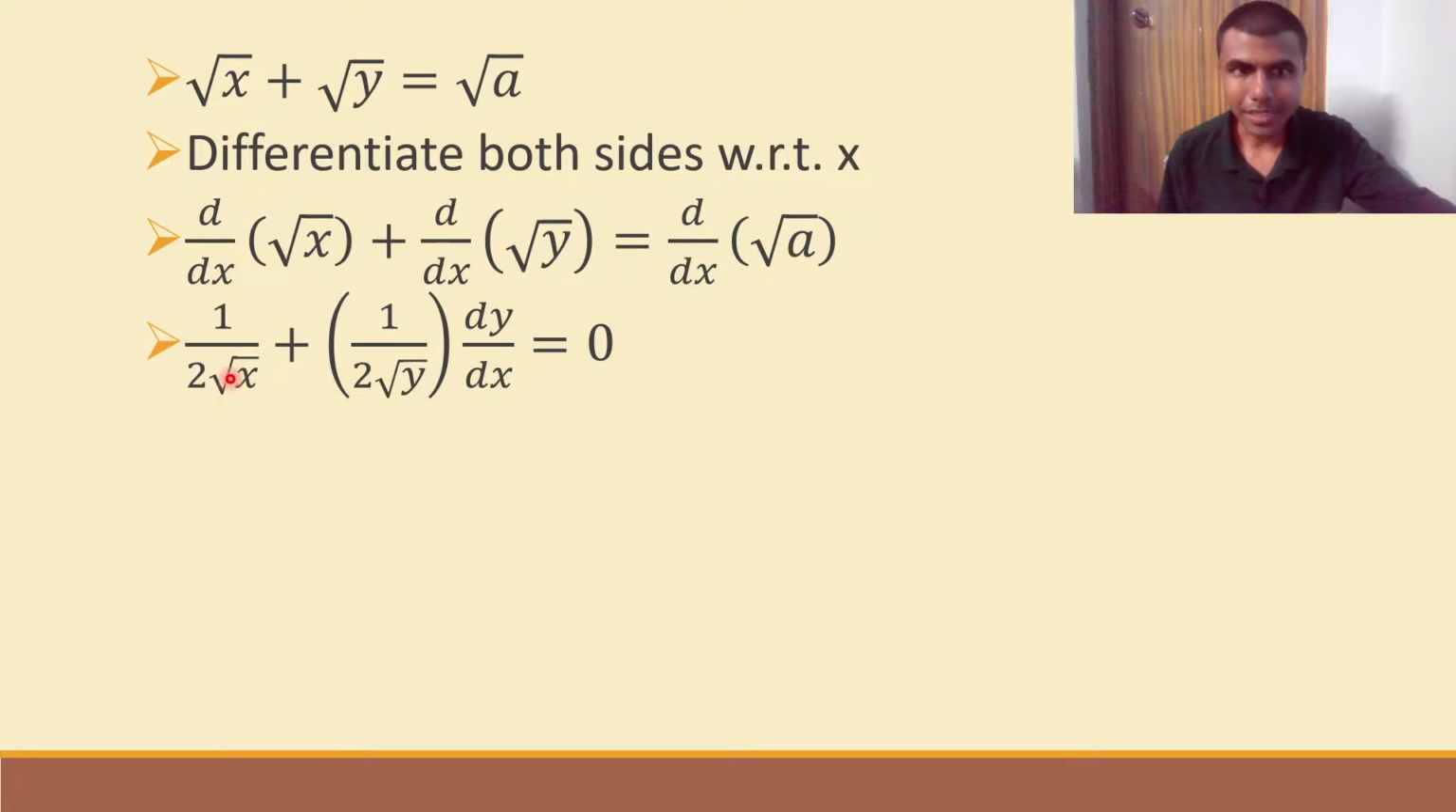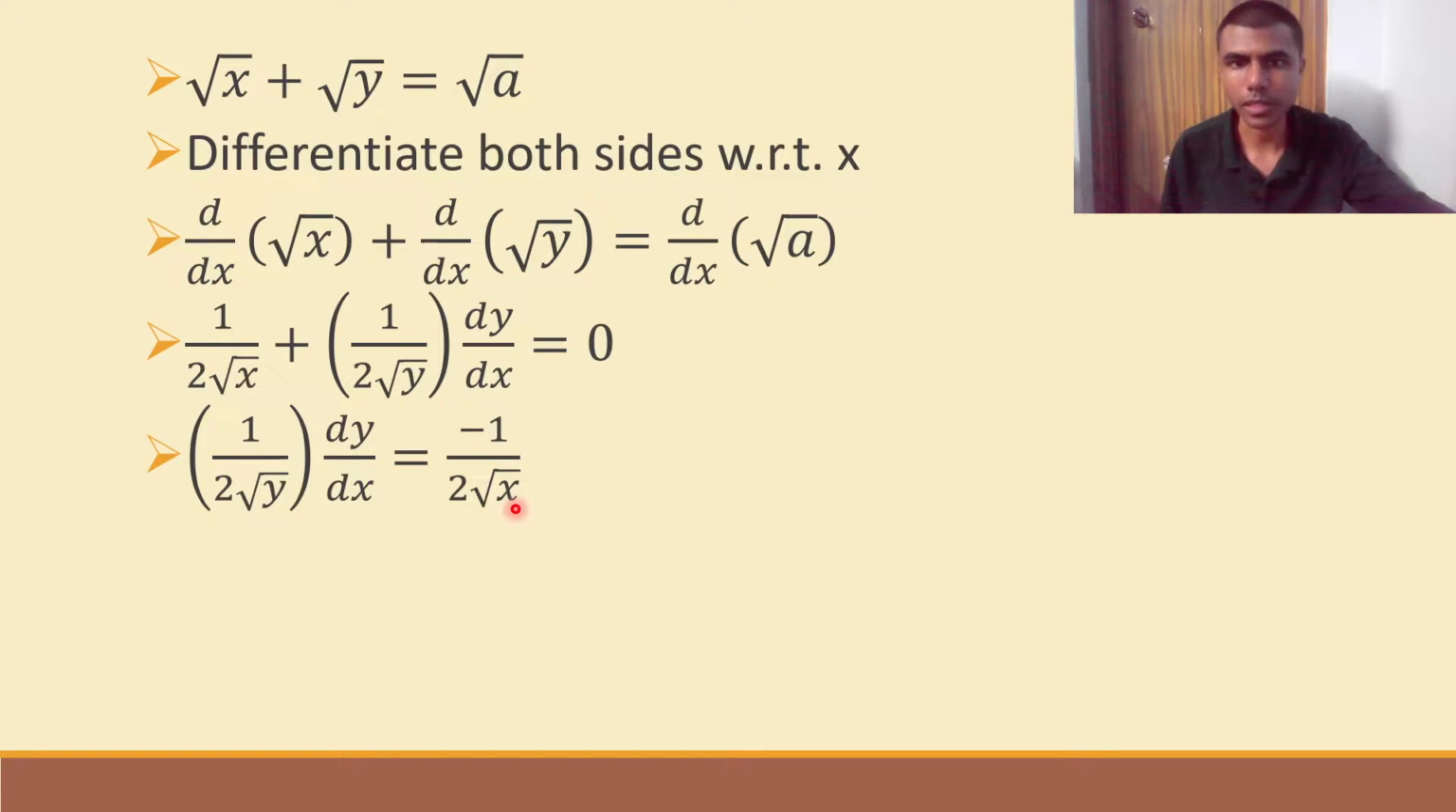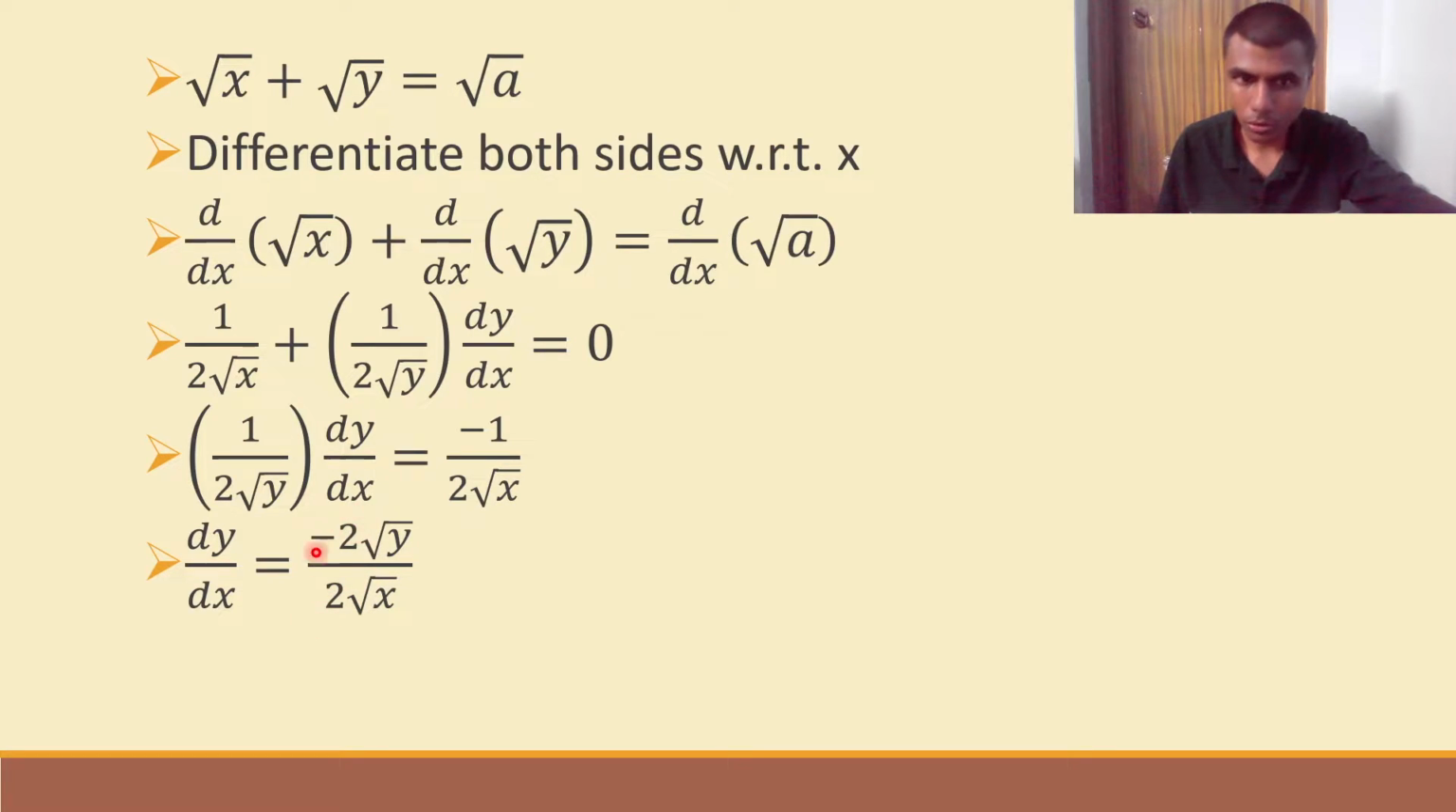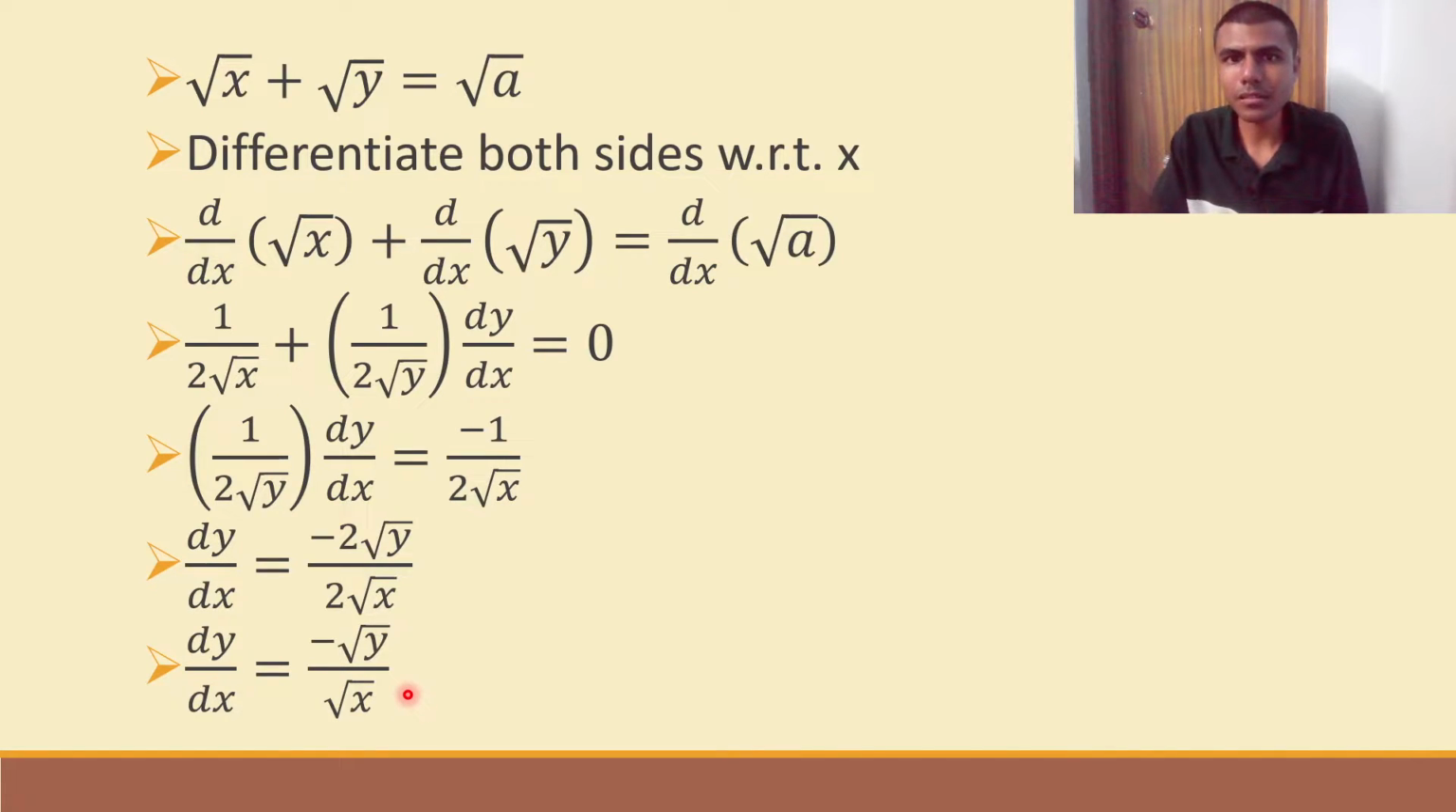Fine. So now send this 1 by 2 root x to the RHS. I would get minus 1 by 2 root x on the RHS. Now this 2 root y is there on the LHS, right? Send it to the RHS. Here it is in the denominator, so when it goes to the RHS, it becomes a numerator. So dy by dx is minus 2 root y by 2 root x. Now 2 will cancel and dy by dx is minus root y by root x.